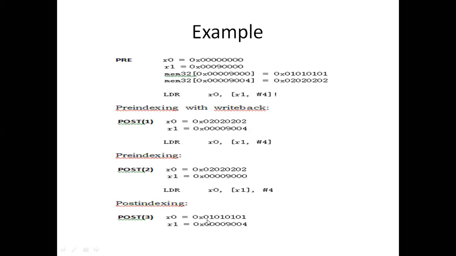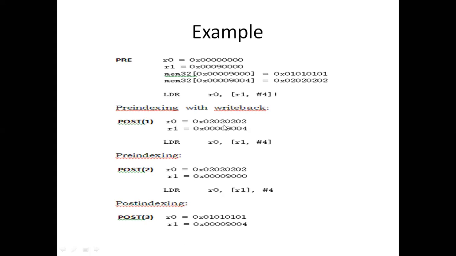Similarly, for post indexing, R1 is having 9000, right? The value at 9000 is 1010101, and that will be stored back into R0. Then the value of R1 gets updated. It becomes R1 plus 4, which is nothing but 9004. This is called pre-indexing as well as post-indexing, and pre-indexing with a write back.